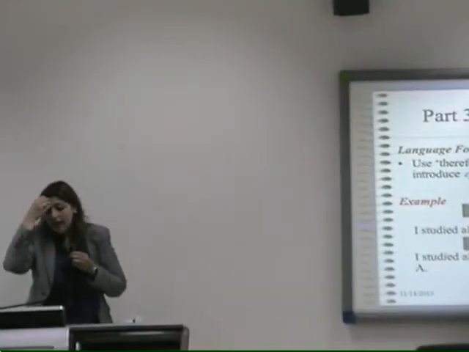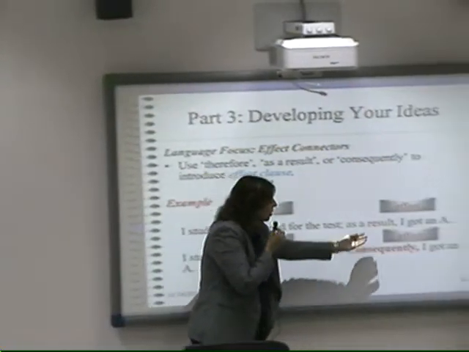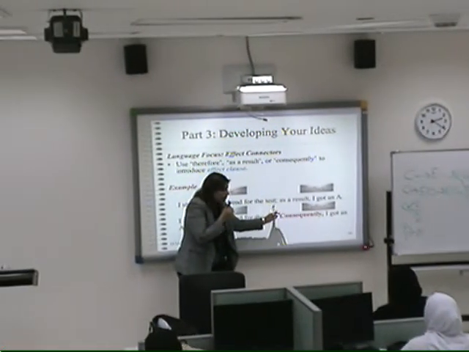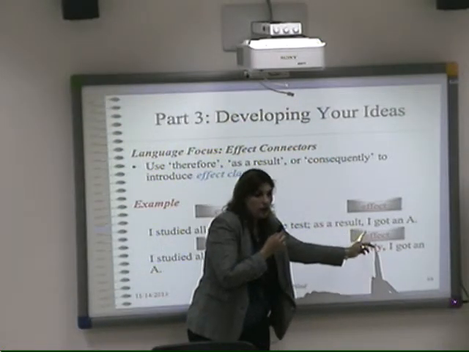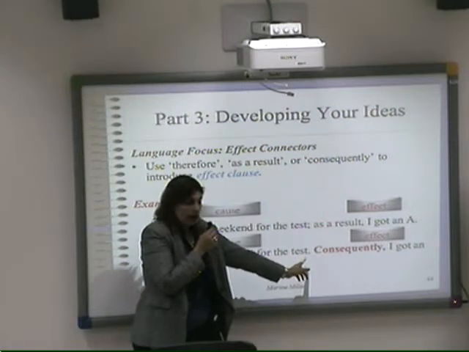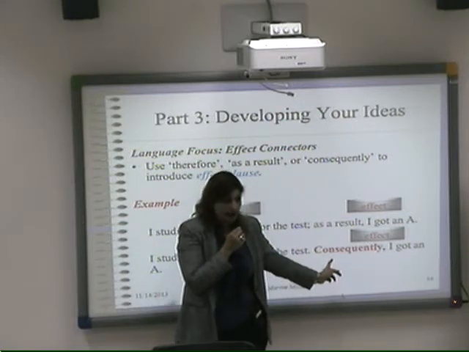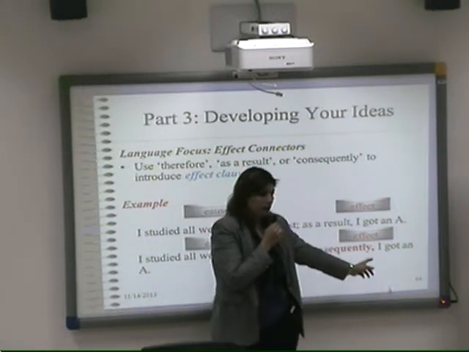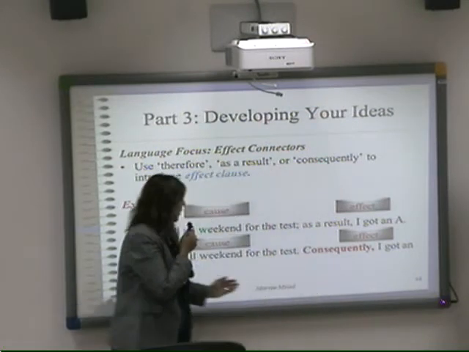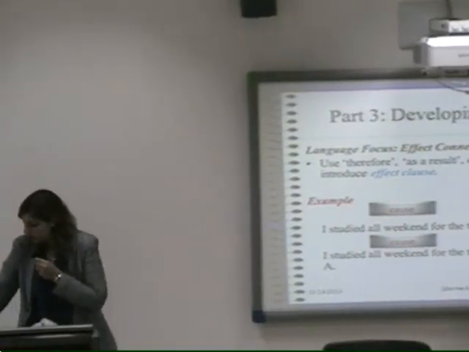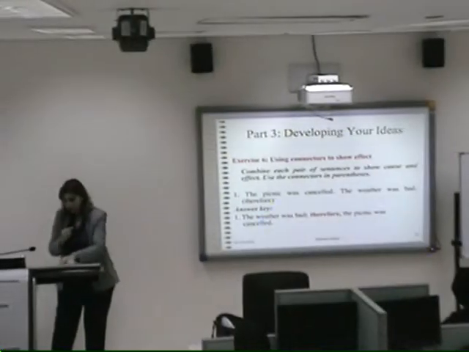I studied all weekend for the test. As a result, I got an A. As a result, a long connector, is preceded by a semicolon and followed by a comma. Or you can put a full stop at the end of the cause and start the effect with the connector using a capital letter, followed by a comma. So as a result is the same as consequently. Okay? Now let's do exercise number 6, page 174.